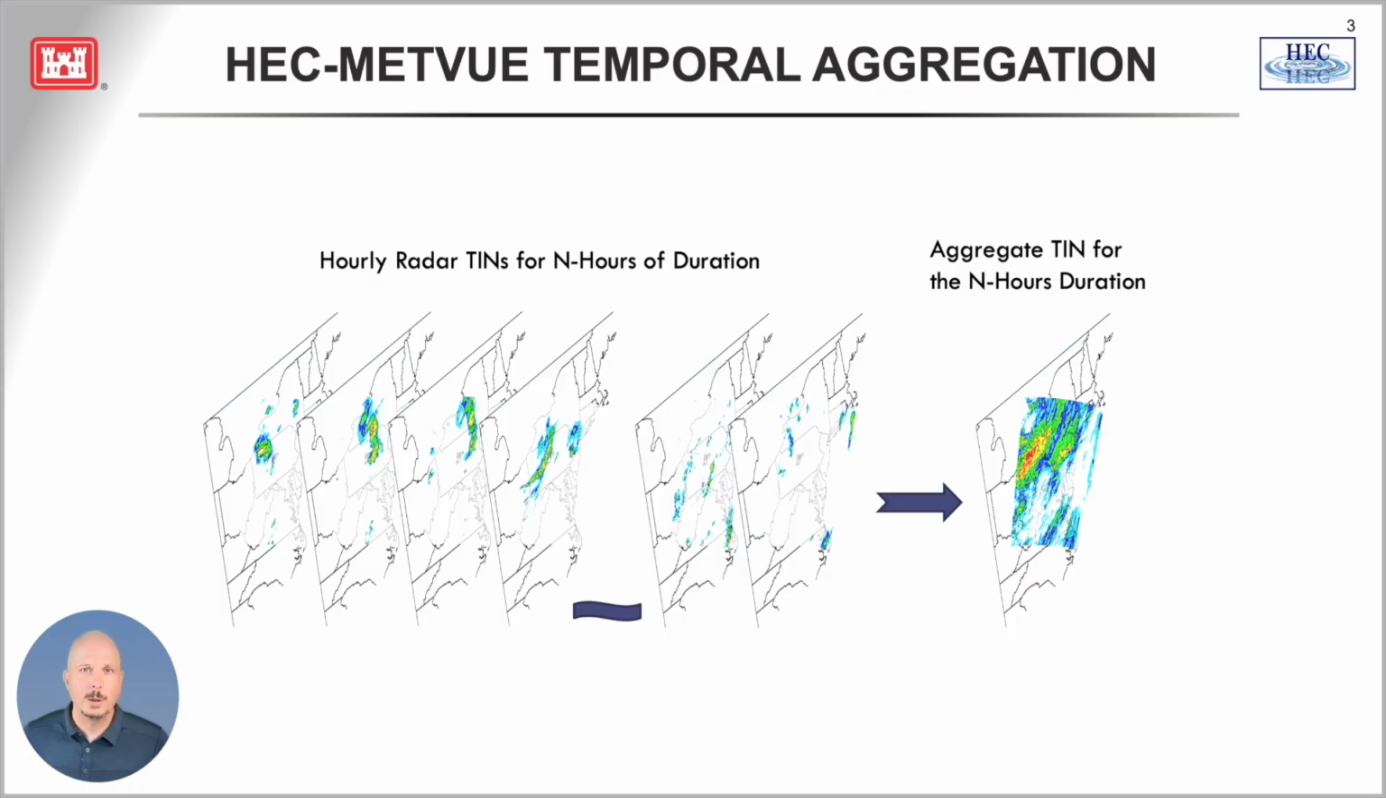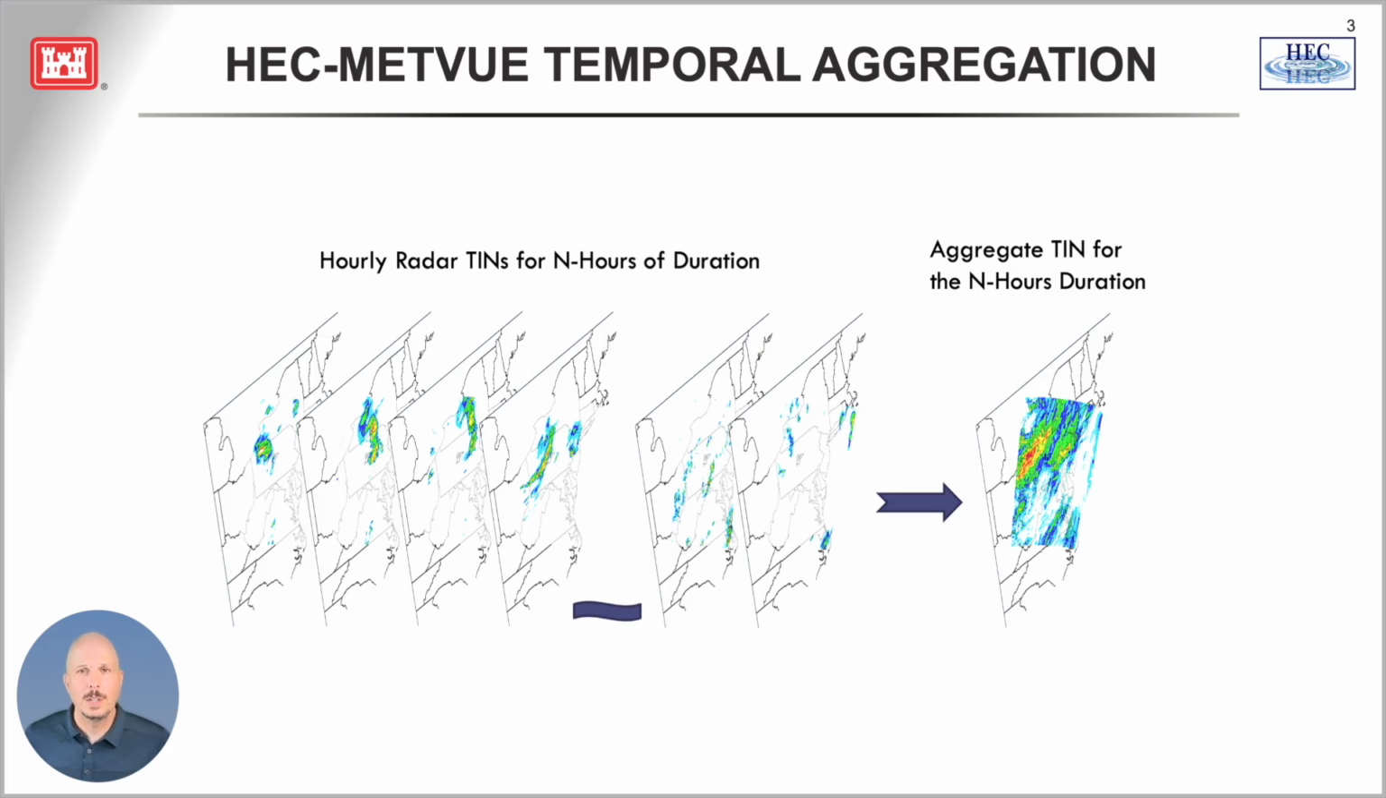When a data set is loaded into an HEC-MetVue map window, the data set gets aggregated temporally. And the default display is an aggregate statistic tin for the time window of the data set. All of this is done in memory, so the original data set would be preserved.